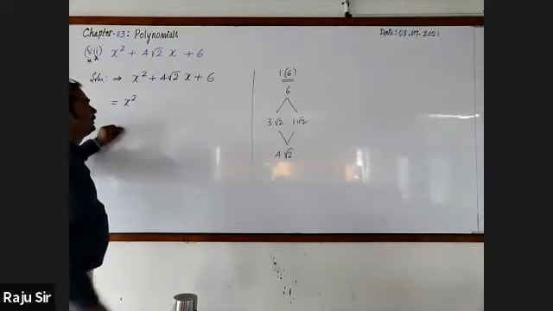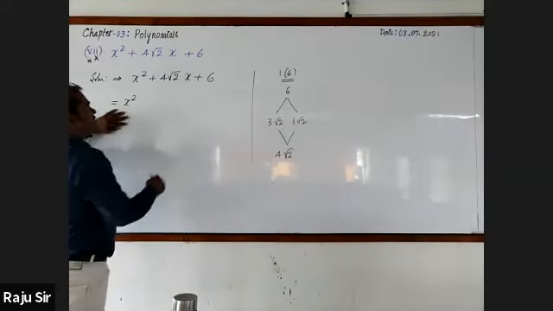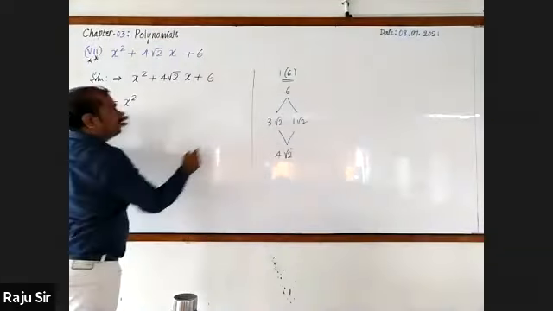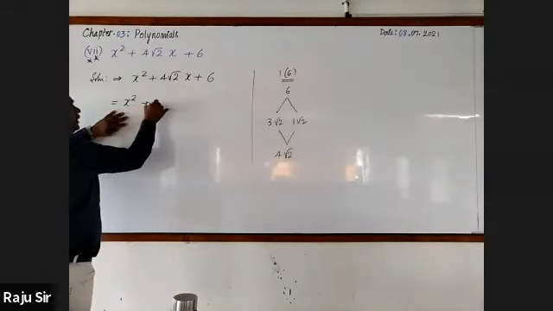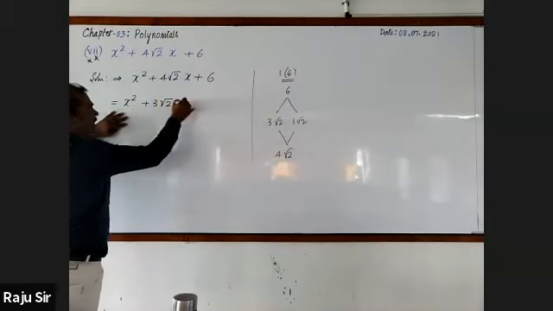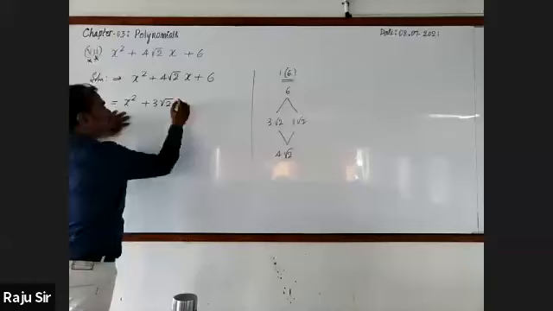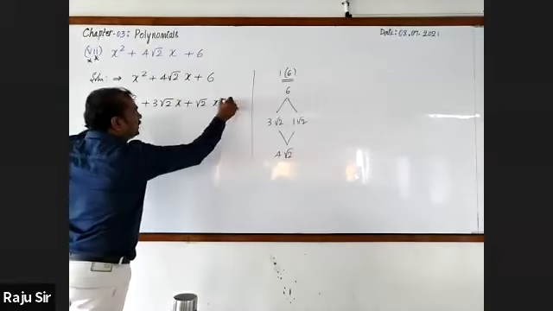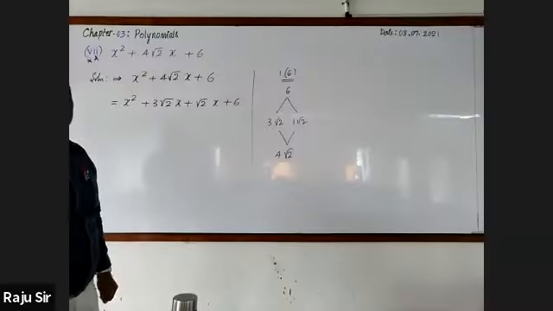Observe this carefully. Here I write 4 into root 2x as 3 times root 2 plus root 2, into x, plus 1 into x plus 6. Now you may stop writing.